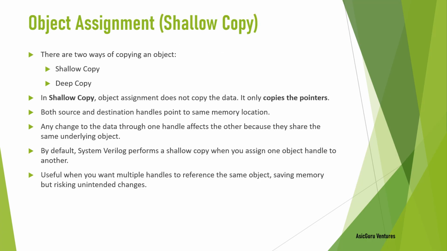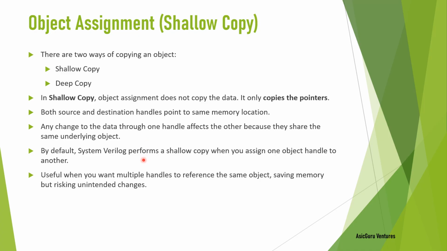So now let's look at how object assignment works in SystemVerilog. There are two ways of object assignment: shallow copy and deep copy. In shallow copy, we are only copying the pointer, not the actual data. Both the original handle and the copied handle are pointing to the same memory location. If you change anything using any one handle, it would affect the other also, because both of them are pointing to the same object.